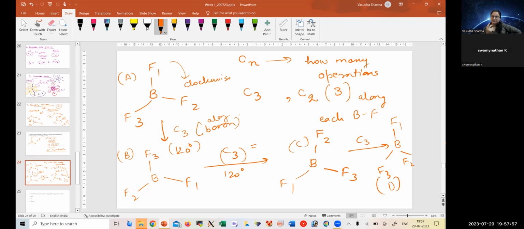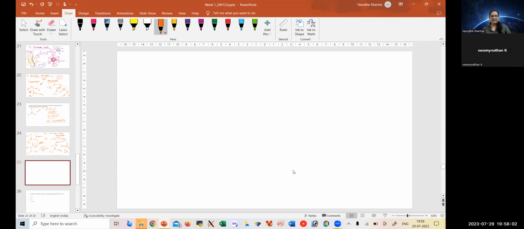Yes, V and E are identical now. So from there we got to know that when we applied C3 one time, that is fine. It is giving us an equivalent orientation. C3-2 is also fine, that's a 240. But C3-3 is equal to E.